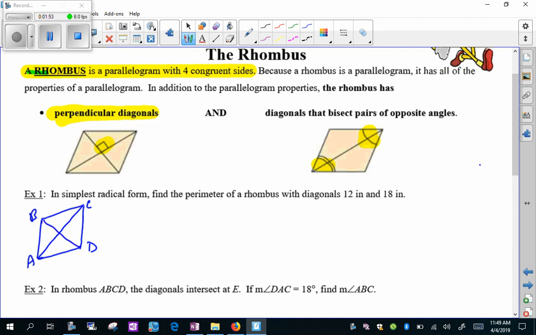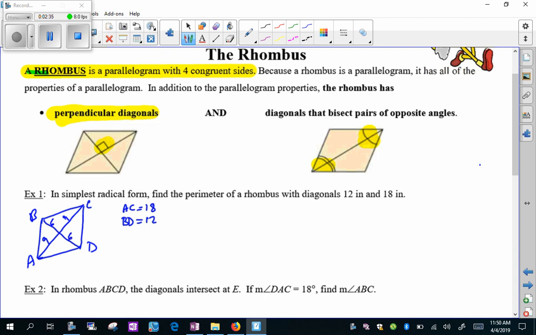All right, so it says that the diagonals are 12 inches and 18 inches. So I know that if the diagonals bisect each other, so if AC is 18 inches, and BD is 12 inches, well, if they bisect each other, then this part is going to be 9, and from the point where they meet to the vertex there, that has to be 9. And the same on the other side. This is 6, and that is 6, because they were bisected.